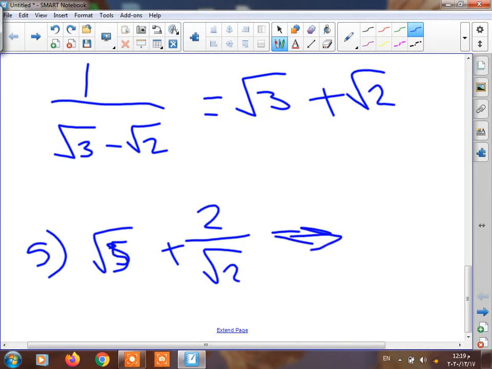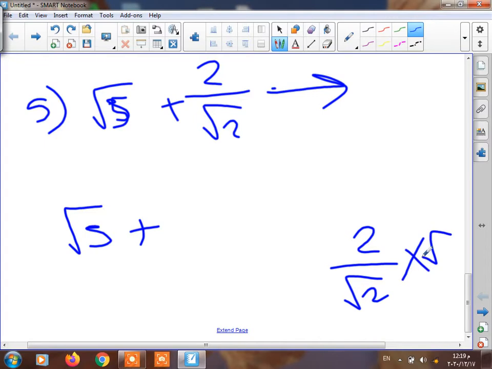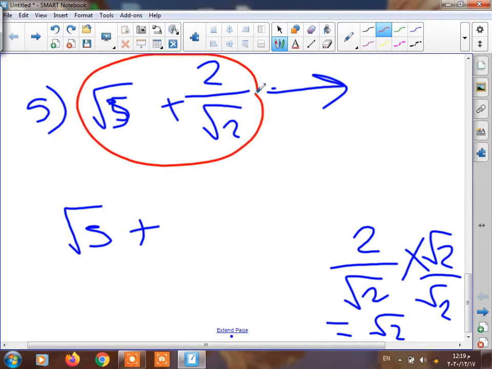To find the conjugate, you must put the number in the simplest form. So we have root 5 plus, take 2 over root 2 in draft and make it times root 2 over root 2. The result will be root 2. So we have here the value of this number. The value of this number is root 5 plus root 2. So its conjugate will be root 5 minus root 2.